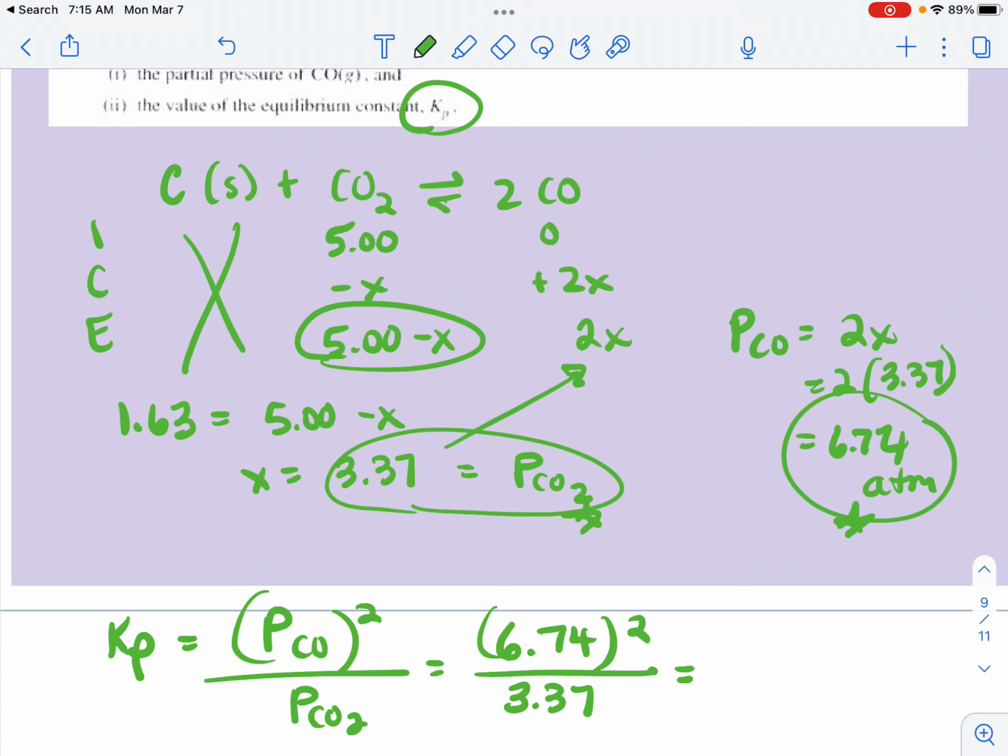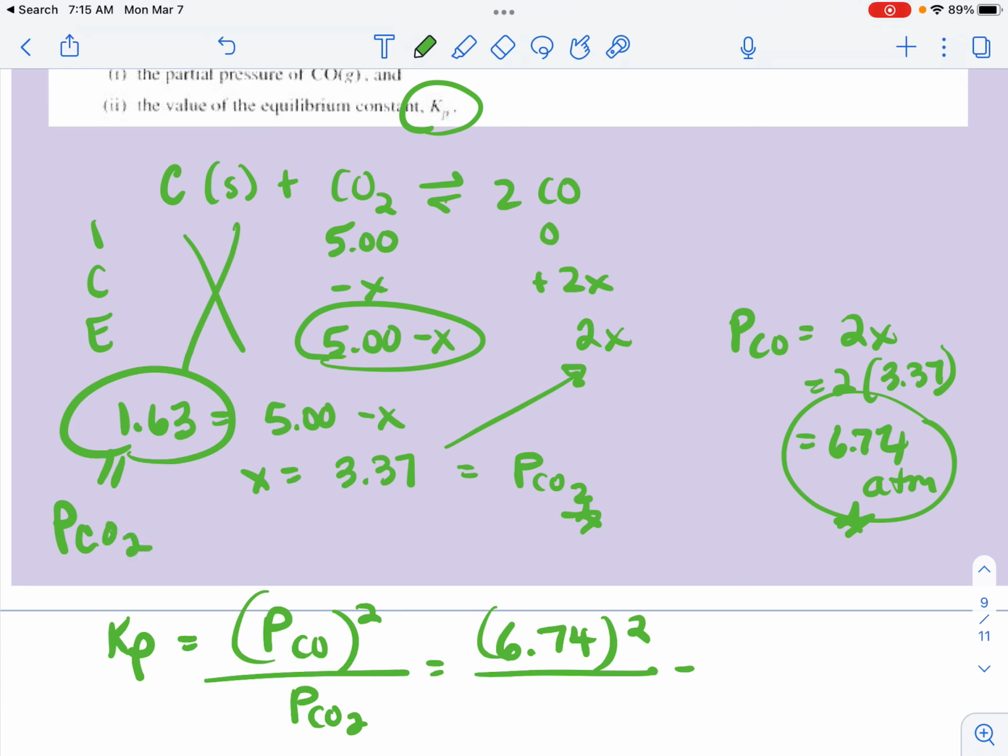I lied. Back up a little bit. Hang on. The pressure of the CO2 is not 3.37. The pressure of the CO2 is 1.63, which is what they gave me. Sorry. I need to make sure I'm really careful with that. So the 5 minus x, I was solving for x. x is 3.37, but the equilibrium pressure of CO2 is not x. It's 5 minus x. So I need to put the 1.63 in here.